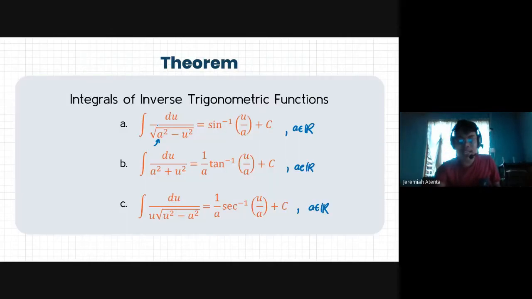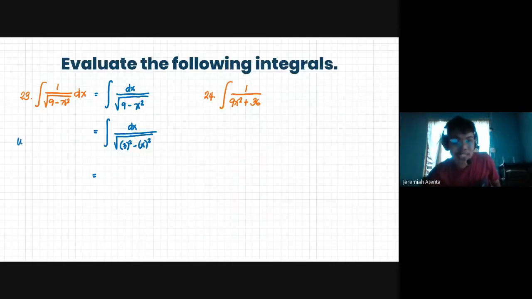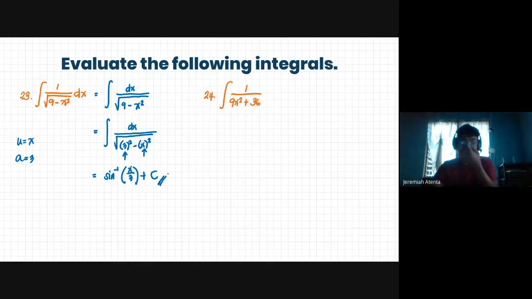And from our formula kanina, if you have du over square root of a squared minus u squared, that is just sine inverse of u over a. Our u here is x. Okay, makikita naman siguro dito. And our a is 3. So therefore, this one is just sine inverse of u over a. That is x over 3. Then you have plus c. And this will be our final answer. Okay? I hope na-get siya at naka-follow kayo.